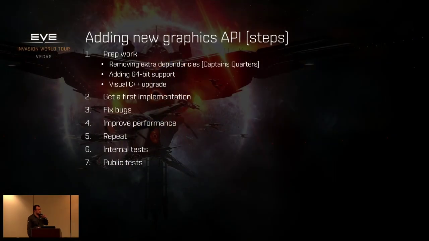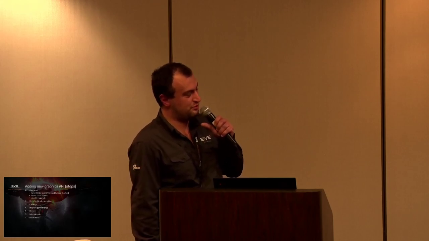So what were the steps in adding a new API to Trinity? Even though we announced the project just last Vegas, we have been preparing for this for a long time. We were trimming the dependencies in Eve. Unfortunately, one of them was Captain's Quarters. We were also adding 64-bit support, which is almost a prerequisite for DirectX 12. We were also adding a new and upgrading the C++ compiler that we use. Again, it's an important step for us, and it's also a prerequisite for DirectX 12.